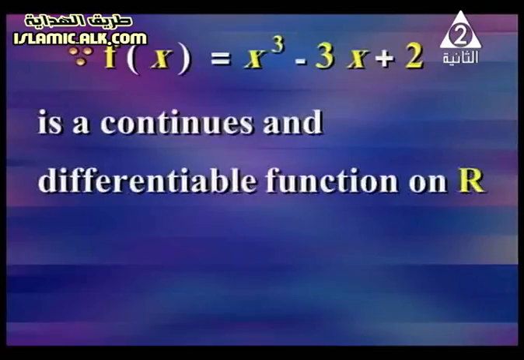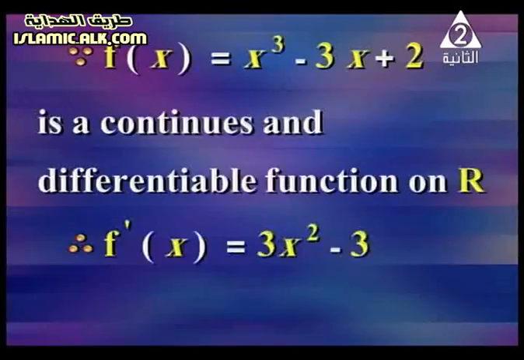At first, the function is continuous and differentiable on R, since it is a polynomial function. Then, what is the differentiation of the function? 3x power 2 minus 3. What are the zeros of f dash of x? We put 3x power 2 minus 3 equals 0. After that, we find the value of x which makes f dash x equals 0.